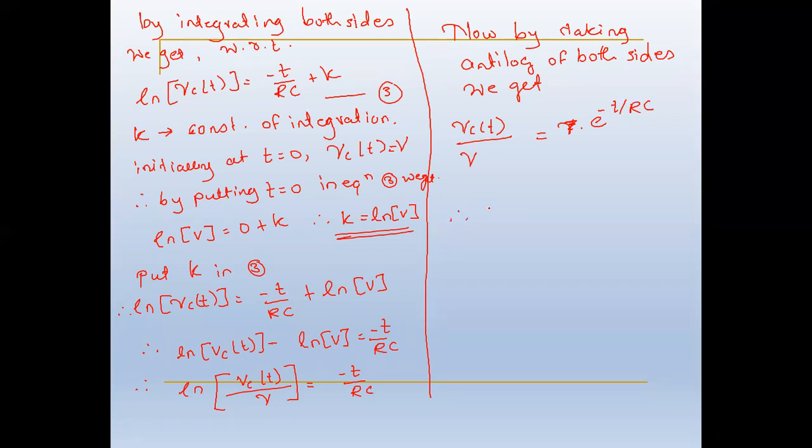So instead of that, we'll go with the initial equation, that is the derivation of voltage. It is Vc(t) is equal to V into e raised to minus t by RC. So this is the equation. This equation indicates the voltage across the capacitor.